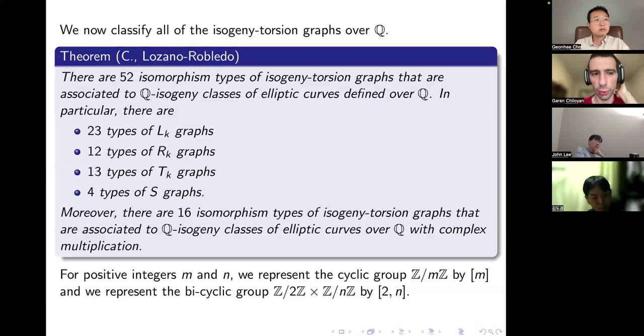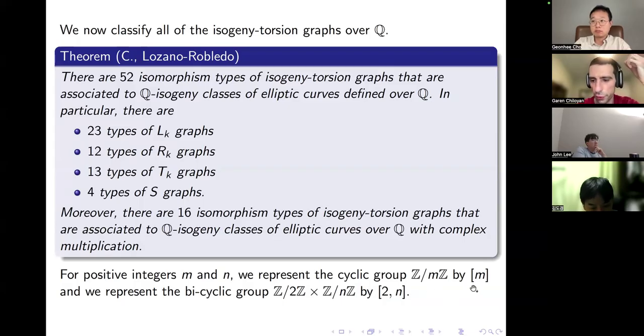My advisor Alvaro and I worked on this together. There are 52 of them. 23 of them are LK graphs, linear graphs. 12 of them are RK graphs, rectangular. 13 of them have flow-through torsion. And 4 of them are S-type graphs, flow-through torsion with a 3 isogeny. 16 of those graphs, of the 52, are graphs with complex multiplication, meaning some of the elliptic curves have CM.